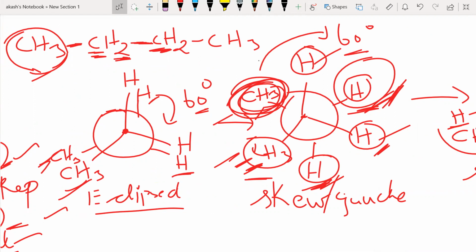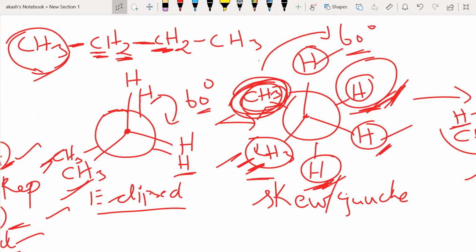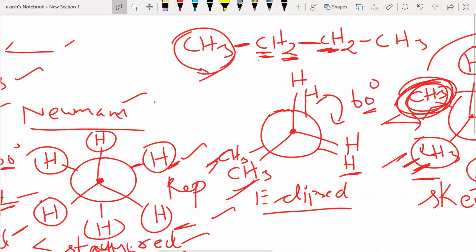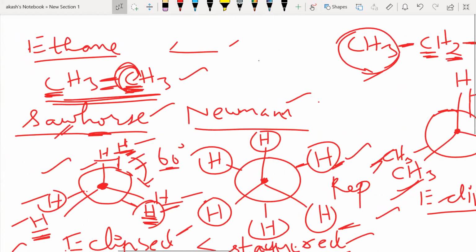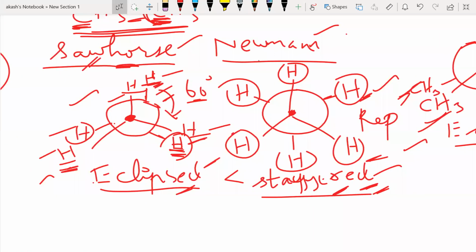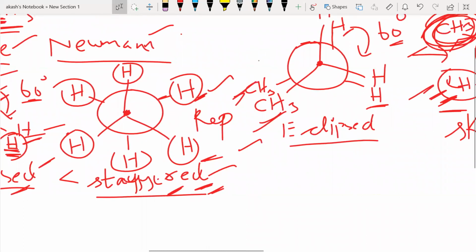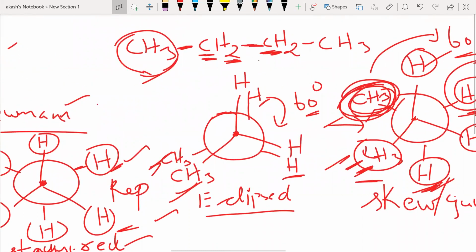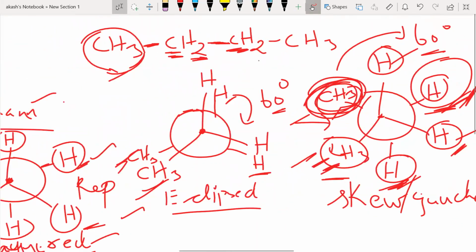This is just for your understanding. If you have understood eclipsed and staggered in the case of ethane, I think that is what is there in your NCERT textbook. I don't think you have more than that. And I can complicate it more. Instead of these two hydrogens, I can put one methyl group here and here. Anyways, we're not going to do all that.